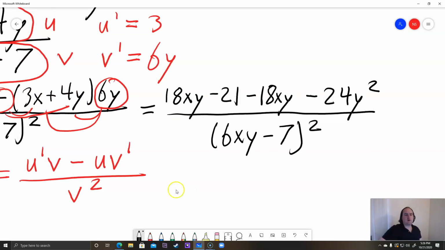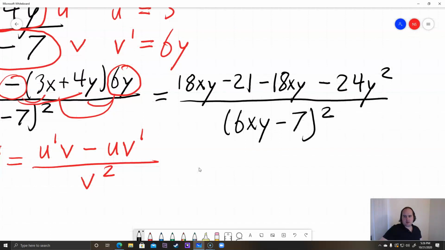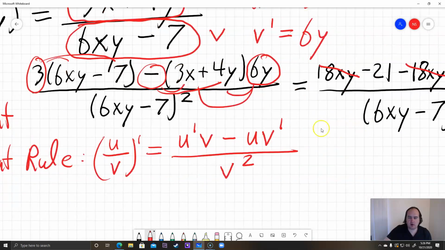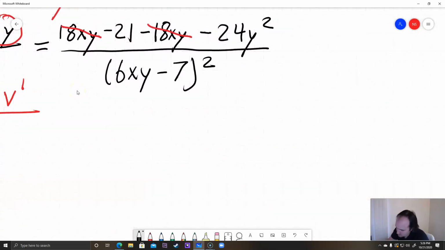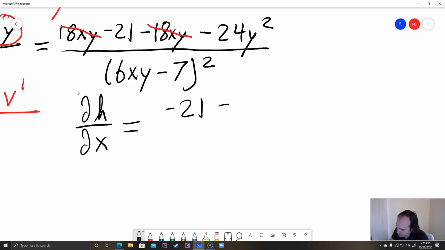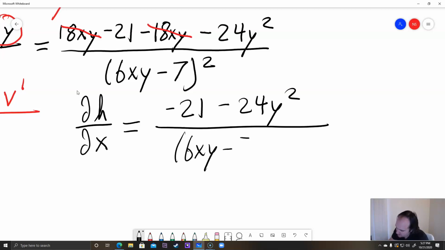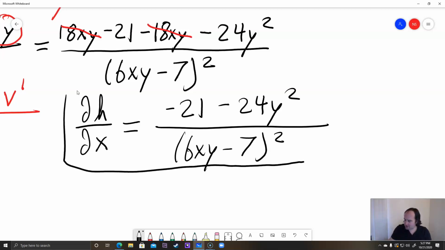Okay, and then in the numerator, we can actually combine like terms. So we notice that we have an 18xy and a negative 18xy, so those just cancel out. And then we're left with a negative 21 minus 24y squared. And that's actually how they leave their answer. Okay, so this is going to be our partial h, partial x. So our partial h, partial x is going to equal negative 21 minus 24y squared all over the quantity 6xy minus 7 quantity squared. So there is partial h, partial x.